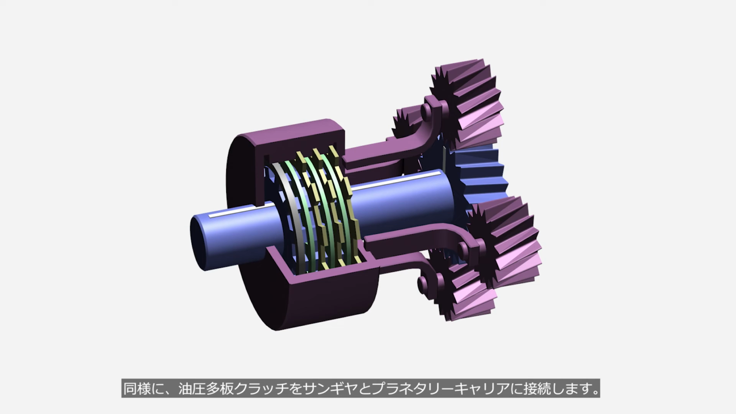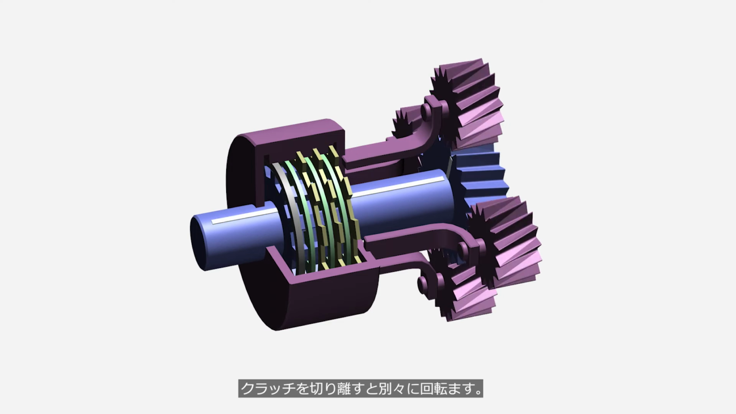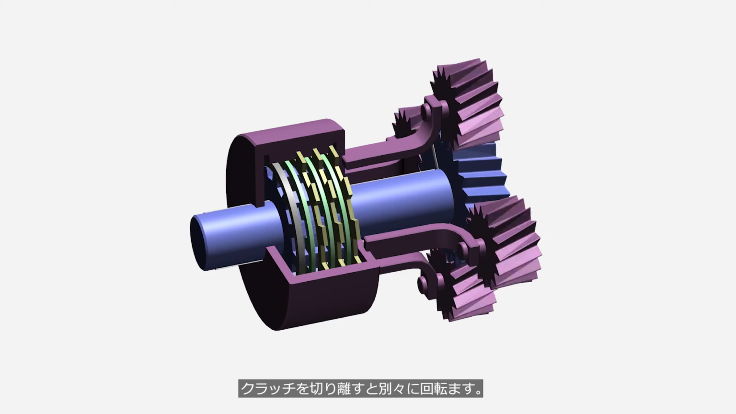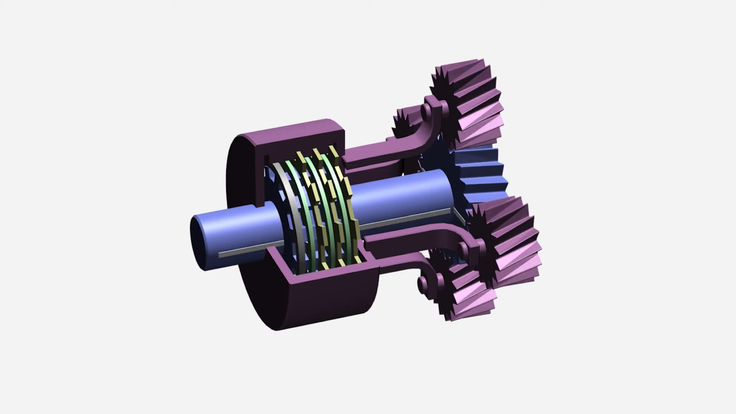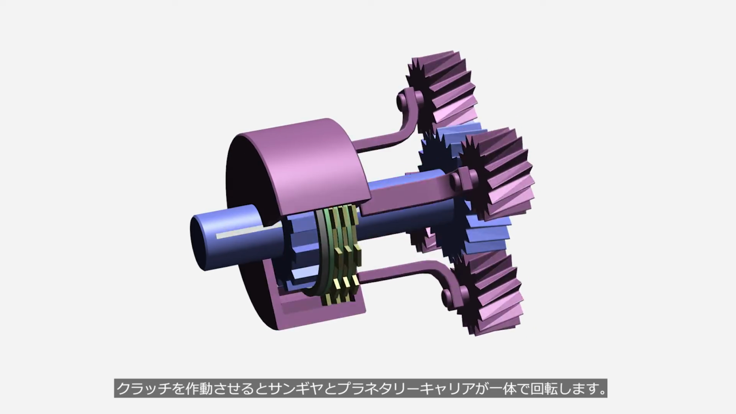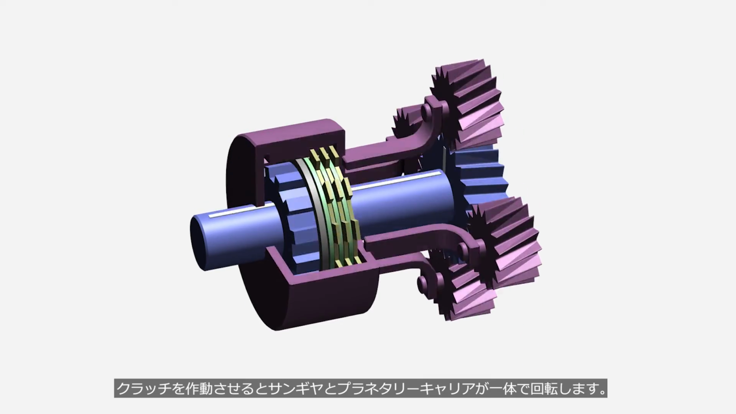Similarly, the hydraulic multiplate clutch is connected to the sun gear and planetary carrier. When the clutch is disengaged, they rotate separately. When the clutch is engaged, the sun gear and planetary carrier rotate together as one unit.